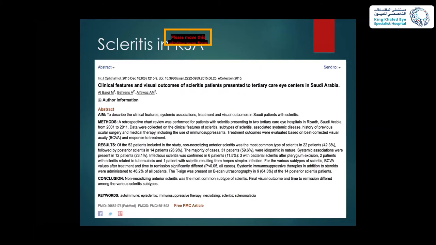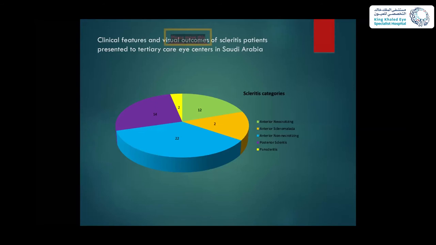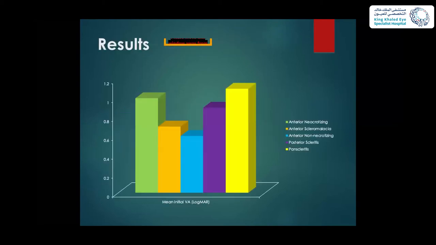This is a study that we did with the help of Dr. Mohammed Albargi when he was with us, and Dr. Berens when he was at KKESH. So we looked at the patients, and that was published in 2015 in a cohort of Saudi patients. And we found out the following. The anterior non-necrotizing scleritis was the most common scleritis. And the visual acuity in those patients, luckily enough, is good.